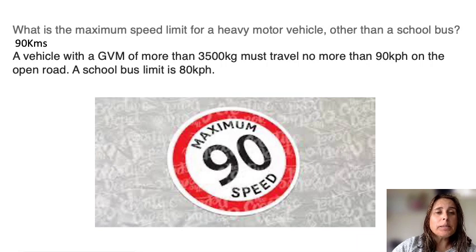What is the maximum speed limit for a heavy motor vehicle other than a school bus? 90 kilometers. A vehicle with a gross vehicle mass of more than 3,500 kgs must travel no more than 90 kilometers per hour on the open road. A school bus limit is 80 kilometers per hour.